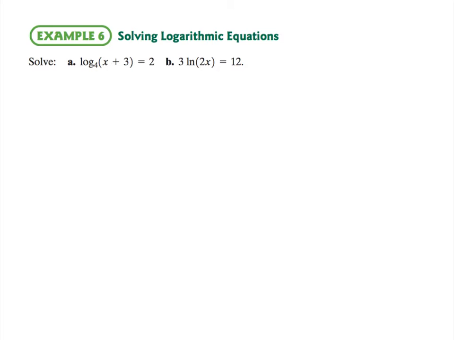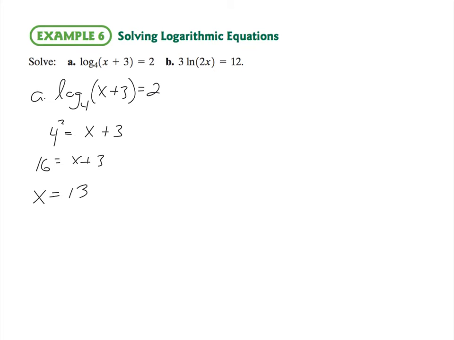I'm looking at A, which says the log base 4 of x plus 3 is equal to 2. The first thing I want to do is rewrite it. So log base 4 of x plus 3 is equal to 2. I want to go ahead and rewrite this. So this becomes 4 squared is equal to x plus 3. So 16 is equal to x plus 3. So x has to be equal to 13. So that's the first solution.